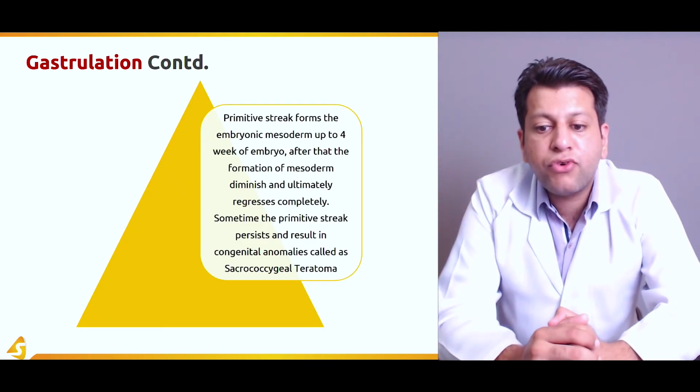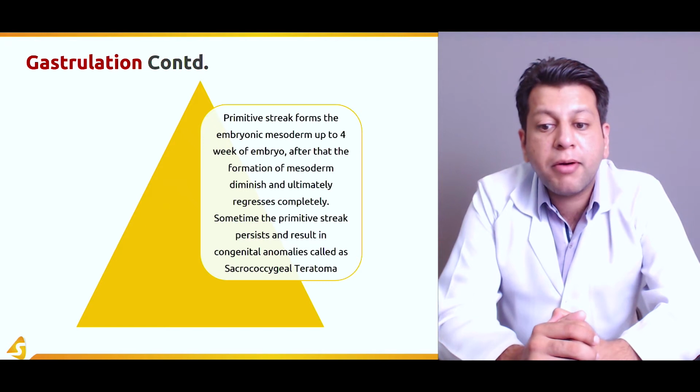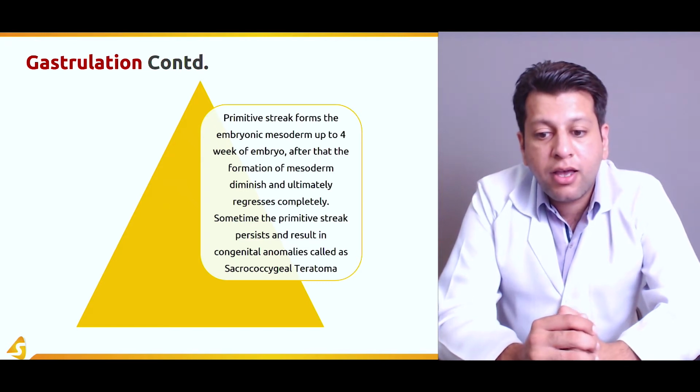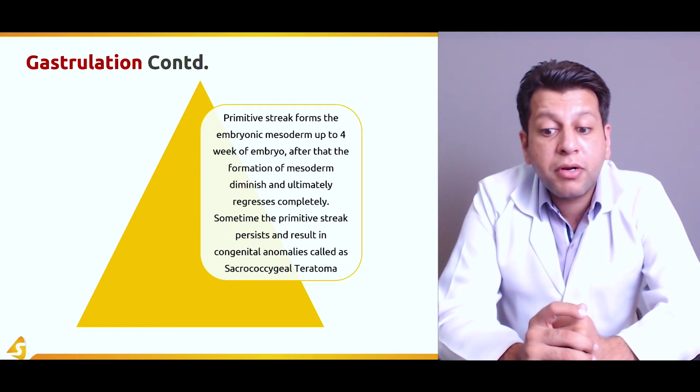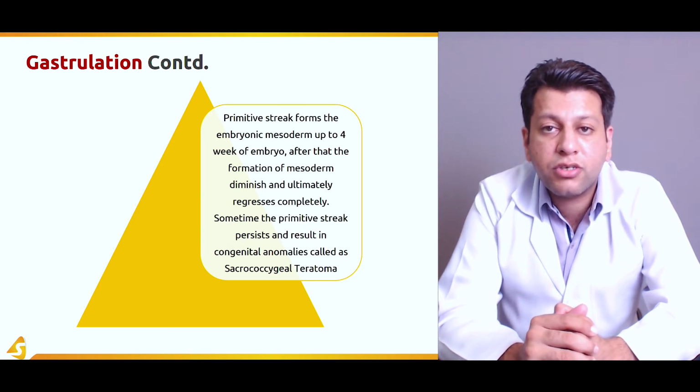The primitive streak forms the embryonic mesoderm up to 4 weeks of the embryo. After the formation of mesoderm, it diminishes and ultimately regresses completely. Sometimes the primitive streak persists and results in a congenital anomaly called a sacrococcygeal teratoma.